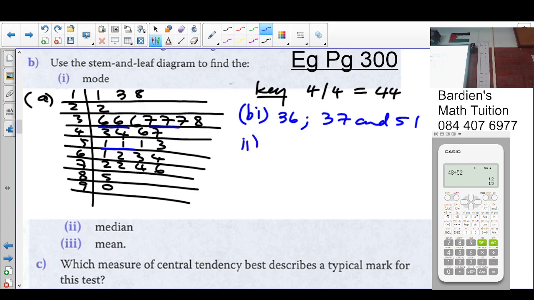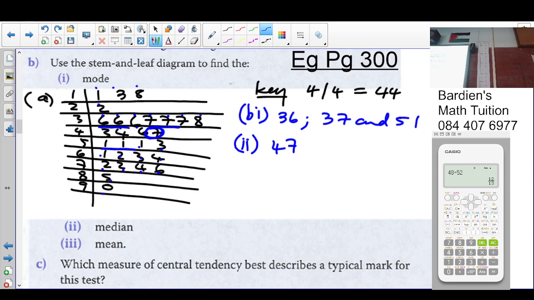People, the median is the middle number of sorted data, not so? So there are how many numbers here? 29. 29 divided by 2 is 14 and a half. So it's the 15th number. Not so? So I count 1, 2, 3, 4, 5, 6, 7, 8, 9, 10, 11, 12, 13, 14, 15. That's it. Let me just check here. So 47 is your median.